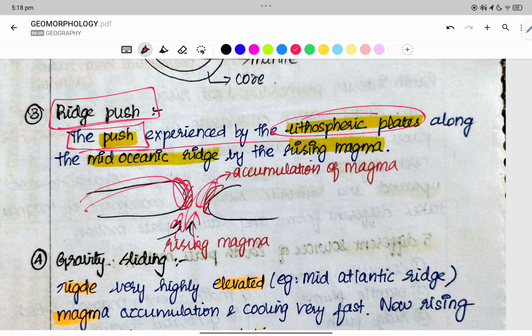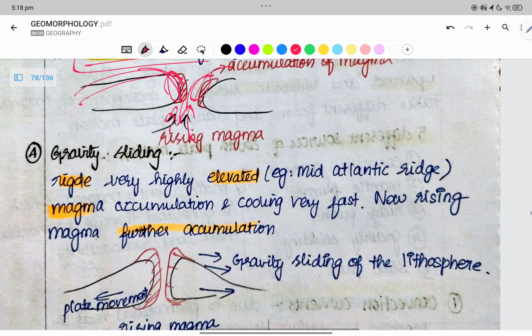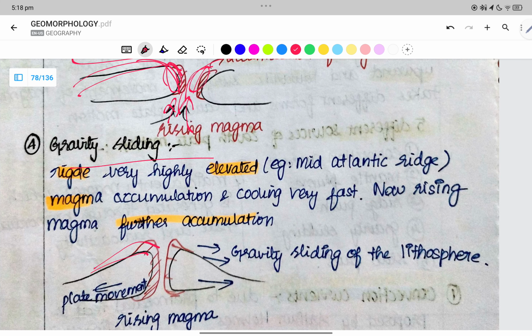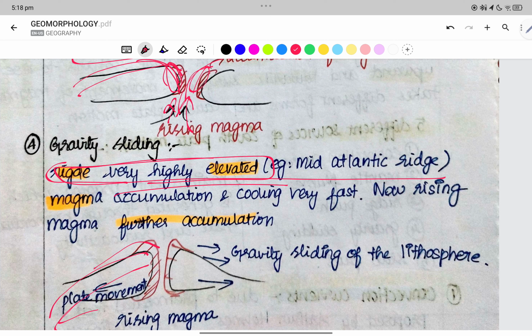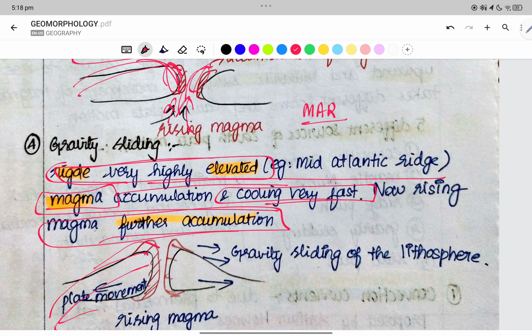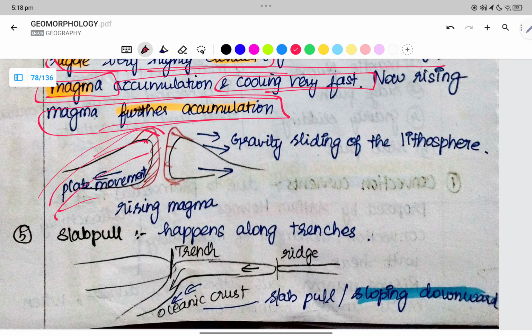An accumulation of the magma is happening in the mid-oceanic ridge. Gravity sliding: due to gravity, the plates slide from the very highly elevated ridge. An example is the Mid-Atlantic Ridge. Magma accumulates and cools very fast. Now rising magma further accumulates, and it causes gravity sliding.